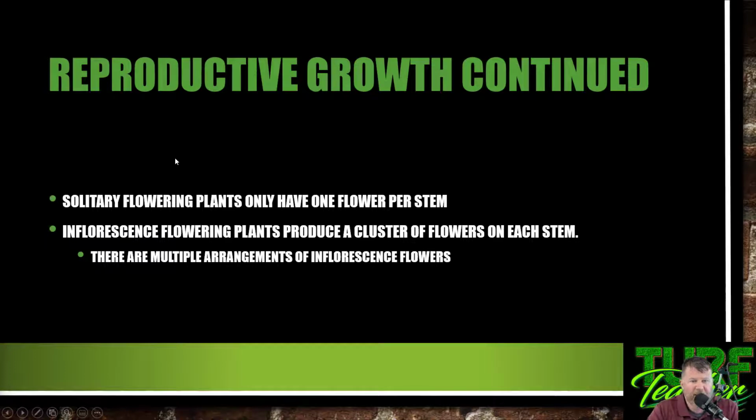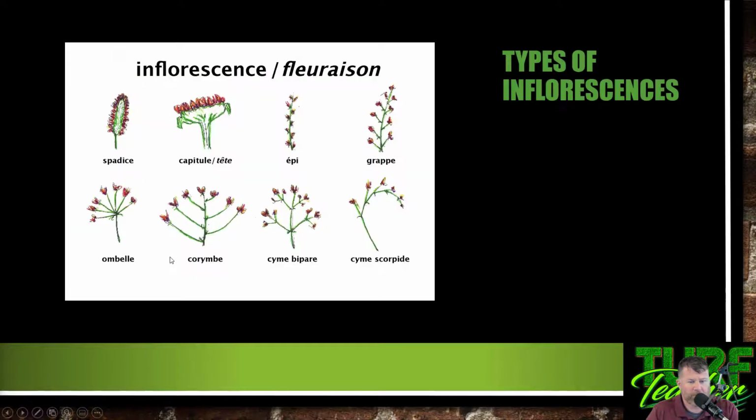Solitary flowering plants only have one flower per stem. Your inflorescent flowering plants produce a cluster of flowers on each stem, and these are multiple arrangements of inflorescence. So we've got a good diagram here on the next slide. We have types of inflorescence. We have the spadix, the capsule, the spike, the raceme, the umbel, the corymb, the simple cyme, and the scorpioid cyme.